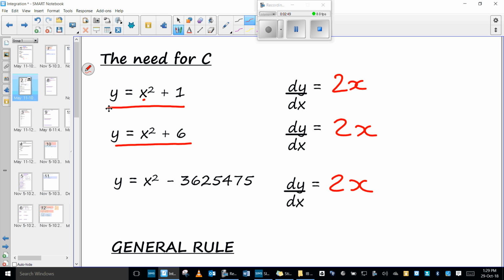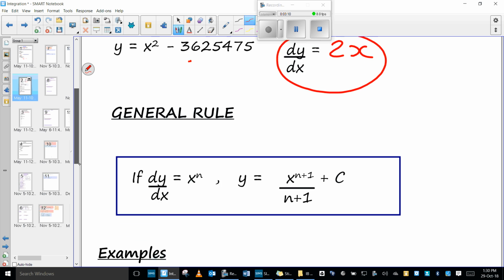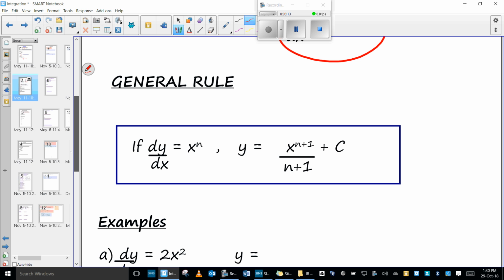So if I had said to you, can you please integrate this, my answer could have been any of these 3. You all see that? Because we know that constants just disappear. And so that's why you must always have that plus c. So you wouldn't need to know the value of c? No. In some questions you have to find it, but for general questions you just leave it as plus c, because there could be a constant we don't know.